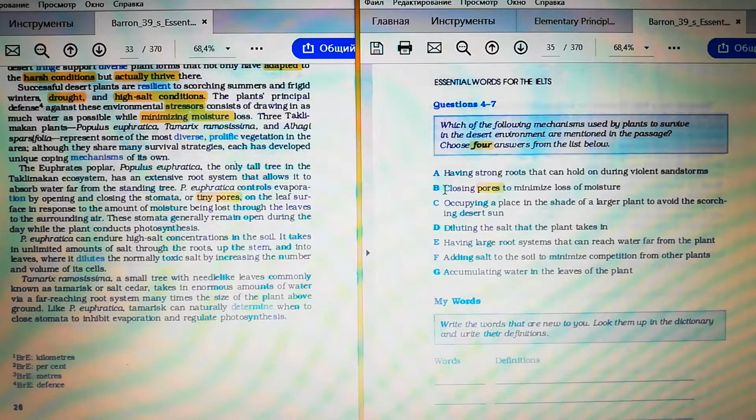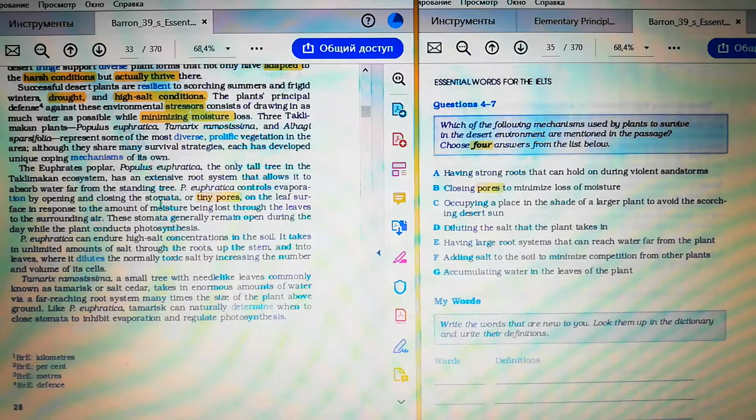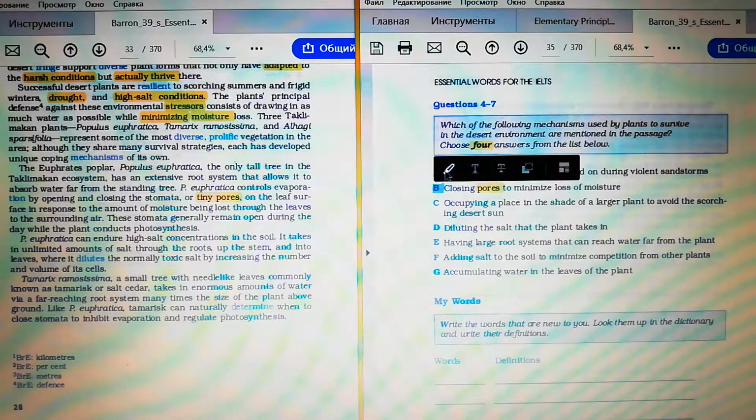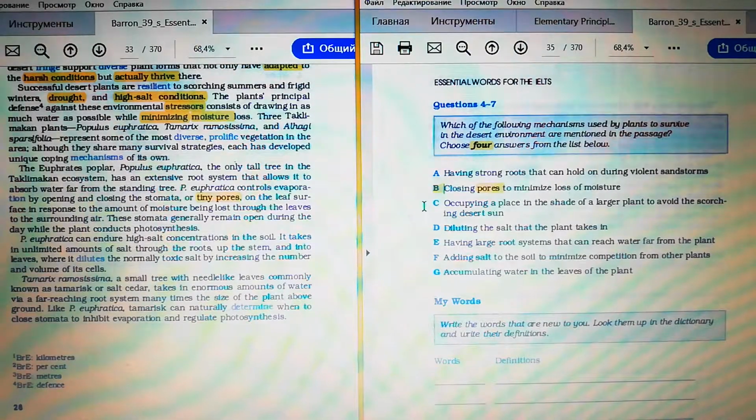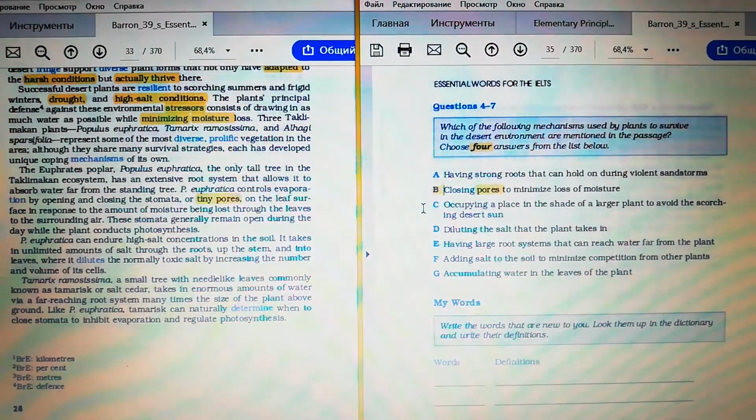We can review here from the text, and it says that Euphratica controls evaporation by opening and closing the stomata, or tiny pores, of the leaf surface in response to the amount of moisture being lost through the leaves to the surrounding air. So we can highlight here B, because this is our first answer to the question. So let's go further.